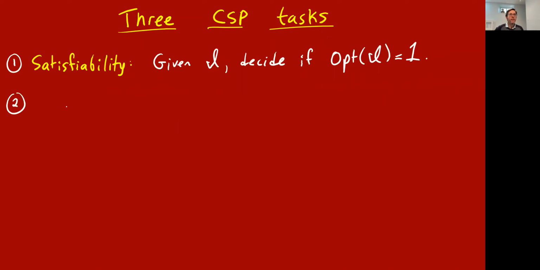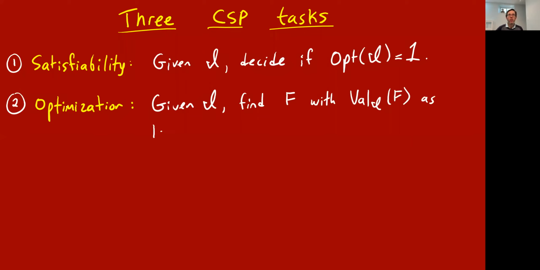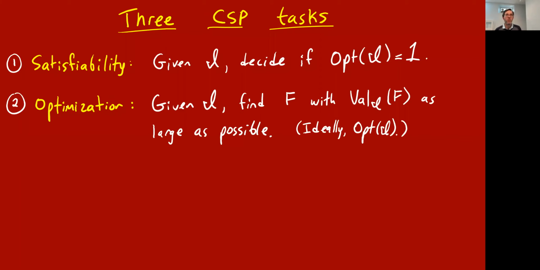Okay, the second task associated with CSP that I want to talk about is optimization. And nothing in this life is perfect, so maybe you try to run a satisfiability algorithm and you find it's not satisfiable. We still might want to try to find the assignment F whose value is as large as possible. Ideally, whose value is equal to the optimum value. That's optimization.